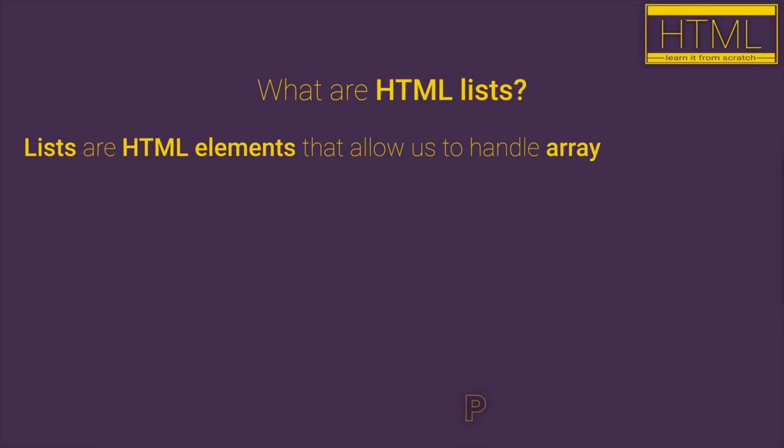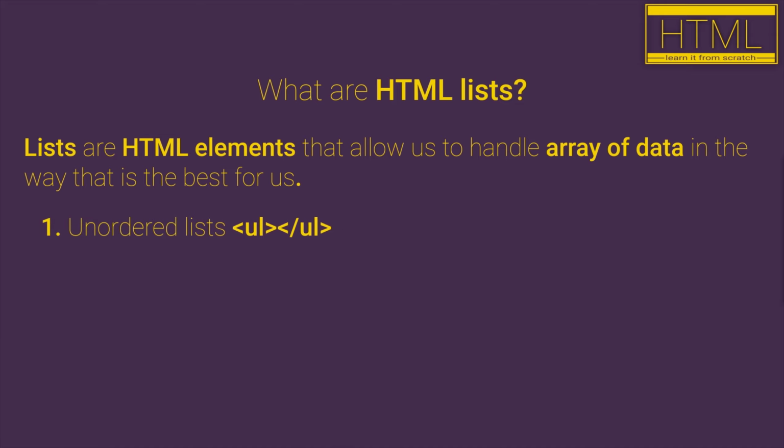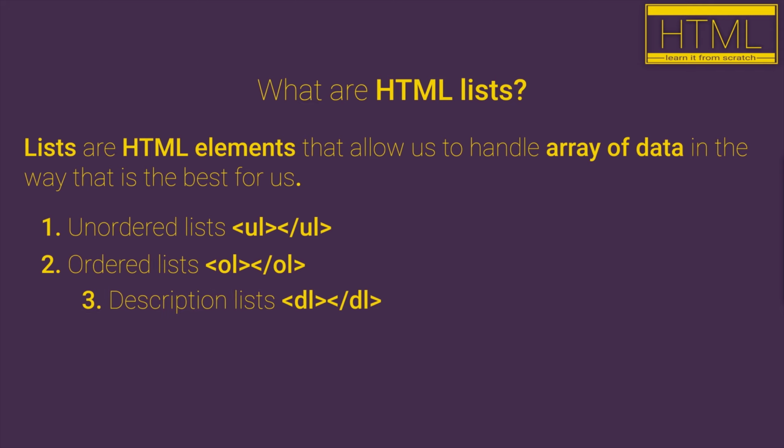Lists are HTML elements that allow us to handle arrays of data in the way that is best for us. There are three different types of lists in HTML. There are unordered lists, ordered lists, and description lists.